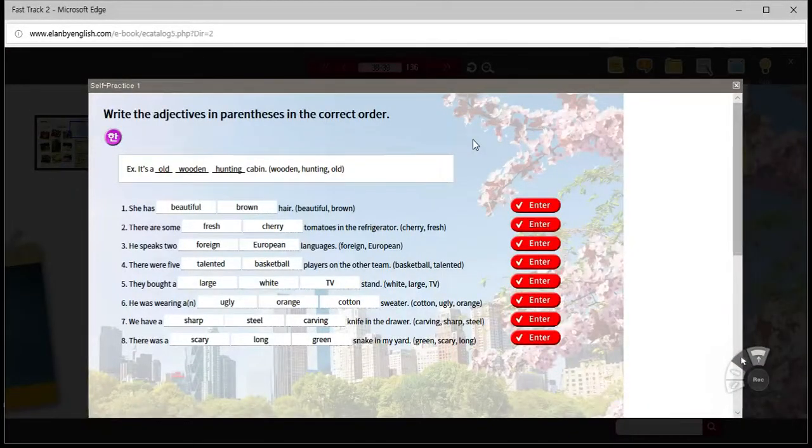So again, using the references on page 37, you might be able to figure out which one of these are correct. I think I got one of these wrong. I think number 3. Number 3 is very difficult. He speaks 2 foreign European languages. I guess they're foreign European languages if you're in Europe.